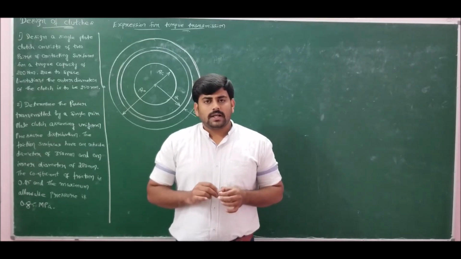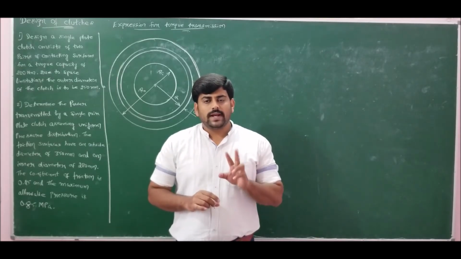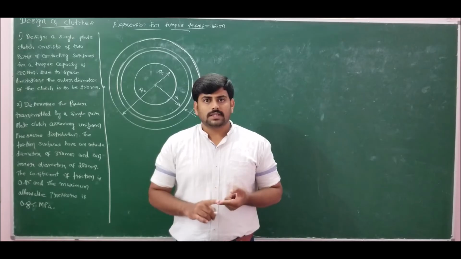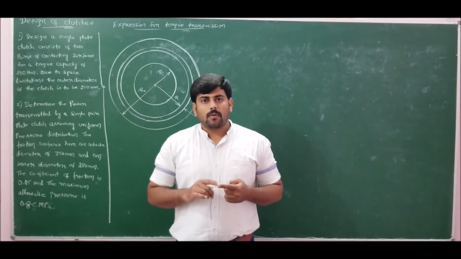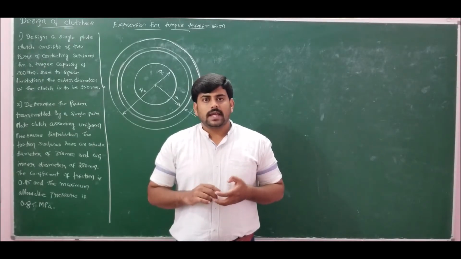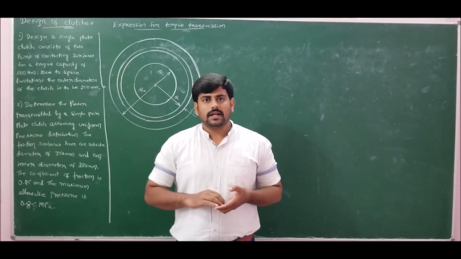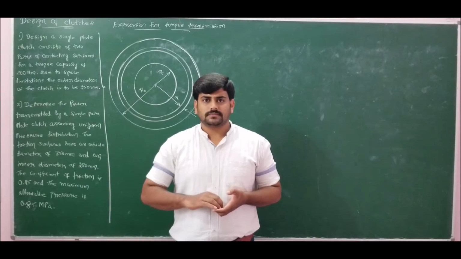Coming to broad classification of clutches, we have two varieties of clutches. One is positive clutch, second one is friction clutch. Positive clutches are of jaw type. They engage the shafts with the help of jaws. Hence, for high speeds they are not recommended because of the presence of jaws. They are subjected to high shocks.